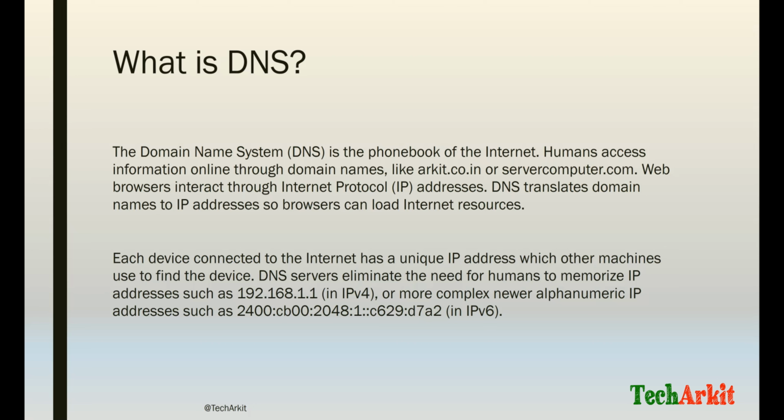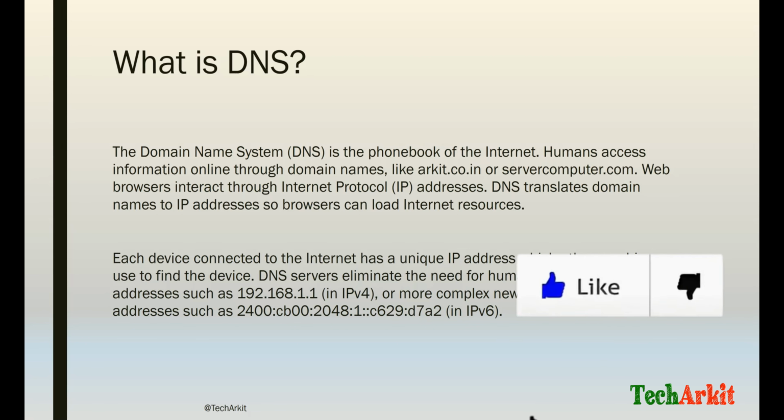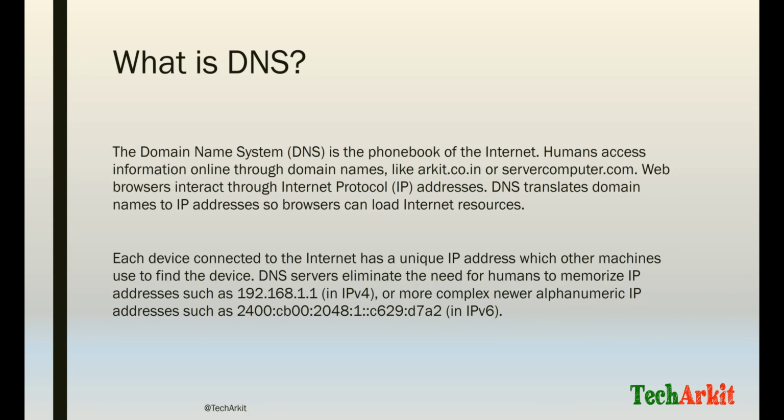Humans access information online through domain names. So you type a domain name like arkit.co.in or servercomputer.com. That is a name. In the backend there is an IP address hosted for that particular server, but you don't need to remember that IP address. You just need to remember that name. Whenever you type a domain name on the address bar, it automatically redirects your request to IP address resolution, which is taken care of by the DNS, and your web page is loaded.